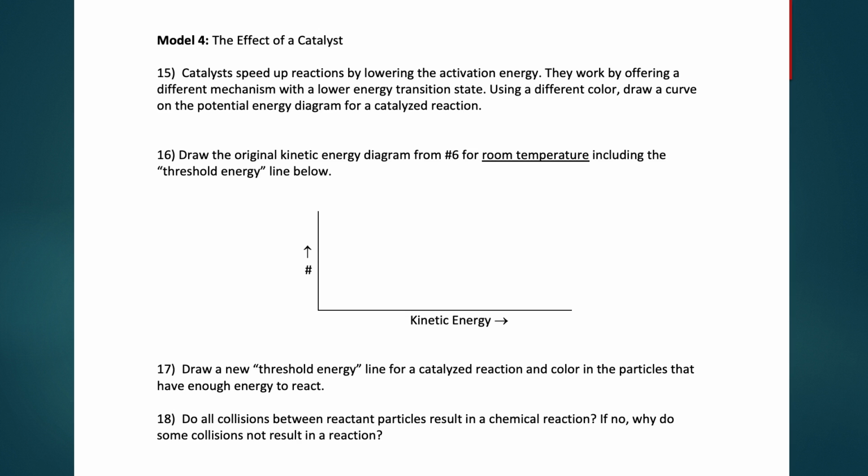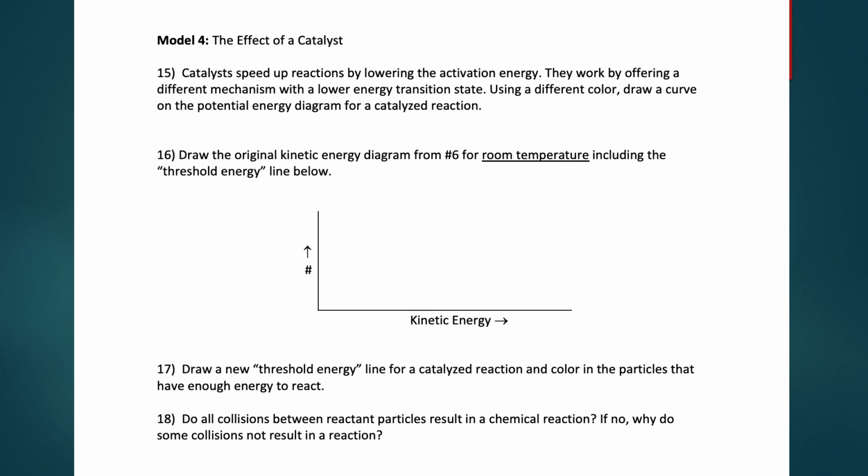And so using a different color, they would draw a curve on the potential energy diagram that they had already drawn for the catalyzed reaction. And I'll show you a picture of what that would look like in a second. But while I'm on the slide, the next thing they would do is draw the original kinetic energy diagram from number 6 for room temperature. So they would redraw that on this, including the threshold line. And then they would draw a new threshold energy line for a catalyzed reaction and color in the particles that have enough energy to react.